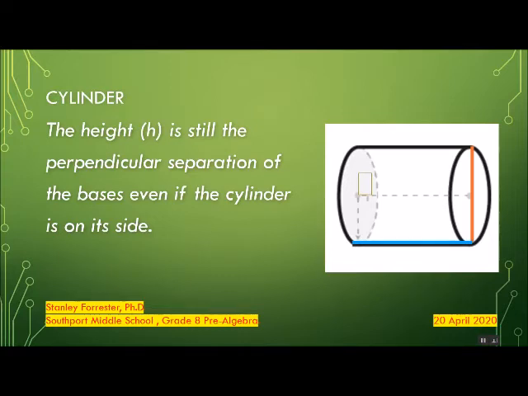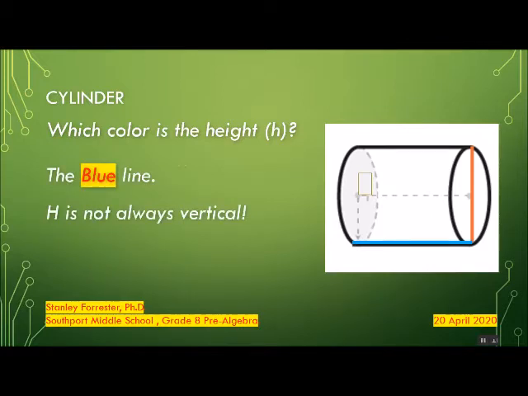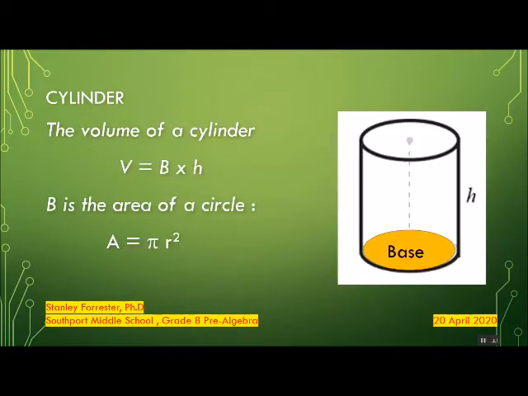Remember, the height is still the perpendicular separation of the bases, even if the cylinder is on its side. So which color is the height h? Yeah, it's the blue line. The height is not always vertical. Very good. Okay, so we're back to volume equals base times height.